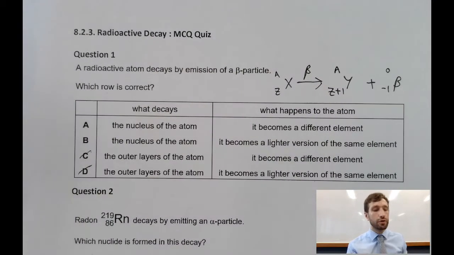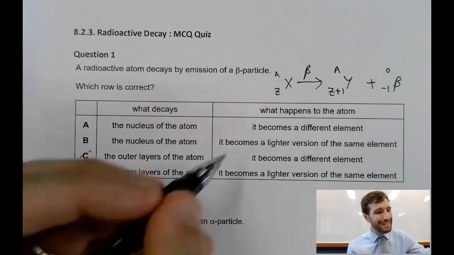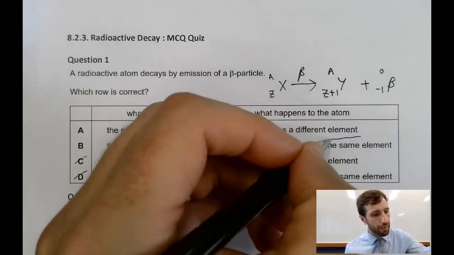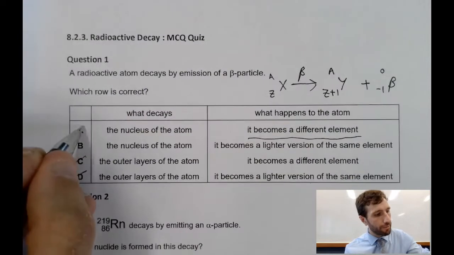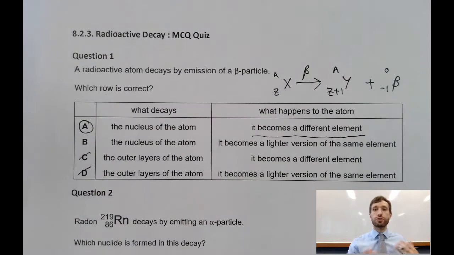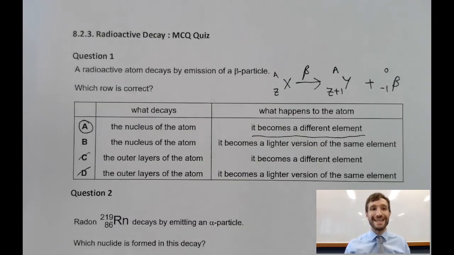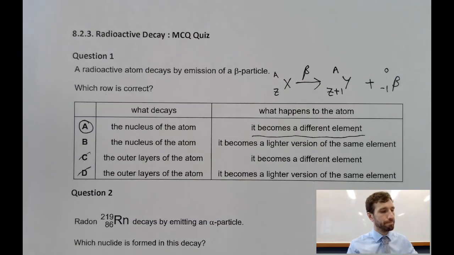Now what this means is that we've got the same A, i.e. the same number of nucleons, but a different proton number. And what this means is it has become a different element. Remember, every element has a different proton number. Hydrogen, proton number 1, helium, proton number 2, etc. And so therefore we changed identity. So our answer here is A.